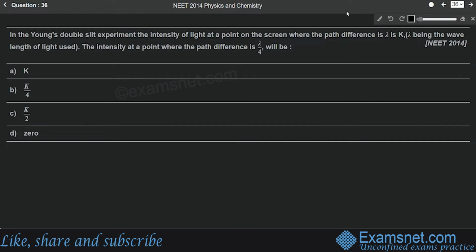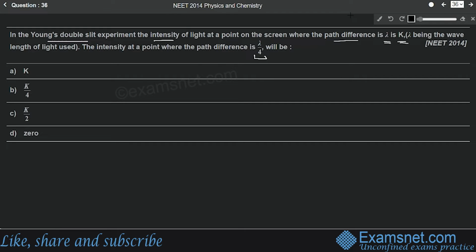Question number 36 is again from the chapter Wave Optics, and the question is, in the Young's double slit experiment, the intensity of light at a point on the screen where the path difference is lambda is k, lambda being the wavelength of light used. The intensity at a point where the path difference is lambda by 4 will be, okay.